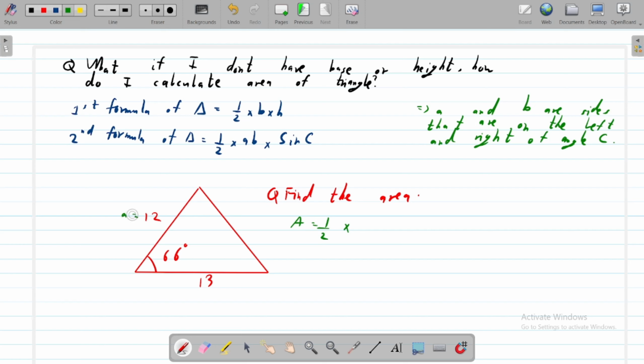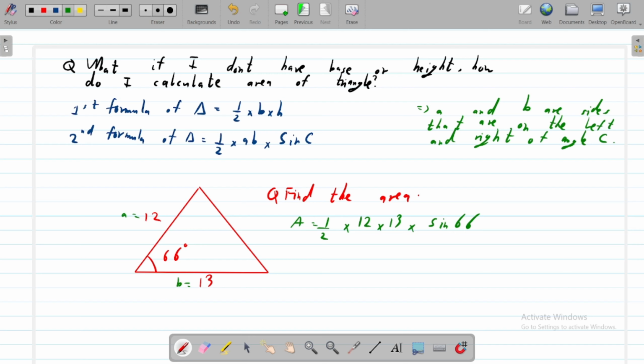Okay, this is my A and this is my B, and it does not matter if you take this as your B and this as your A. It's the same thing because you're multiplying. So it's going to be 12 into 13 into sine of 66. Let's see what we get.